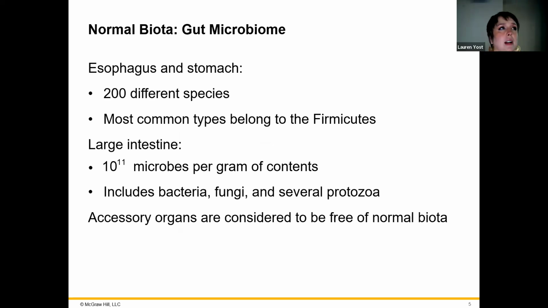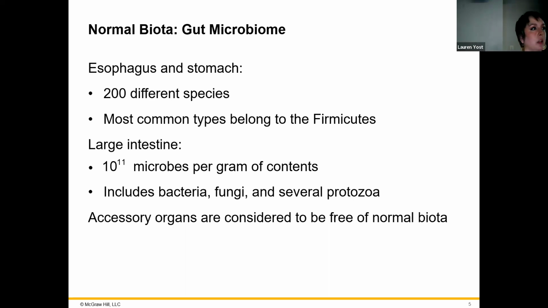All right. So in your esophagus and stomach, we might have 200 different species. There's a lot of bacteria that can survive in your esophagus and stomach. Most of these are firmicutes, so these are our gram-positive guys. In the large intestine, these are mostly gram-negative, so those are the gracilicutes. In the large intestine, there are 10 to the 11th microbes, so that's a 1 with 11 zeros after it, per gram of contents.